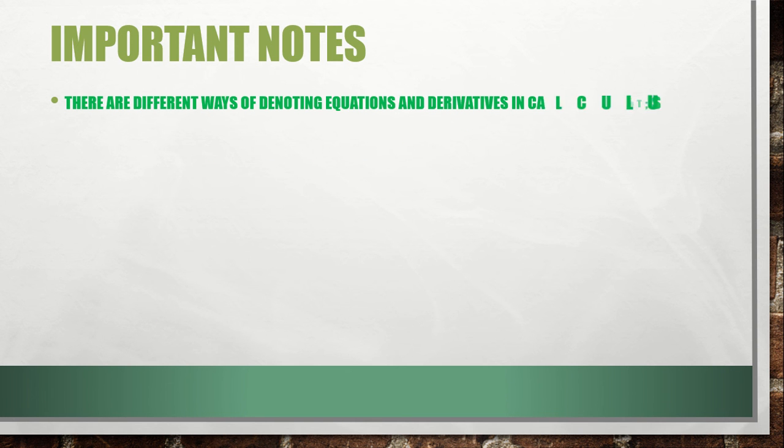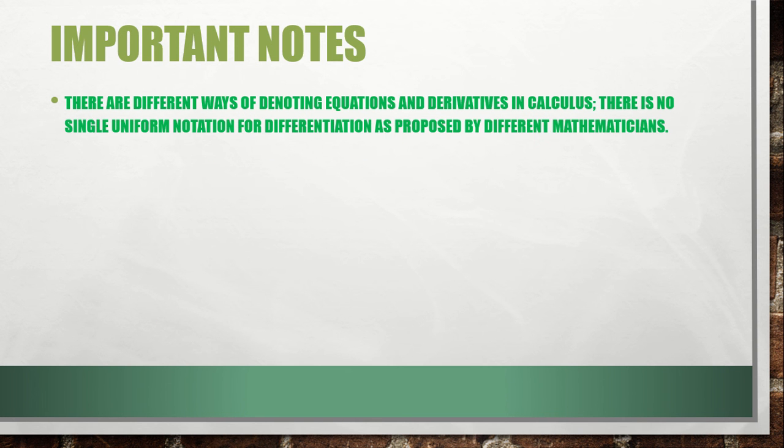Now, something you need to take home. There are different ways of denoting equations and derivatives in calculus. That means there is no single uniform notation for differentiation as proposed by different mathematicians. So different mathematicians, for example, Leibniz, we have Newton, they had different ways of denoting their findings of calculus. They were all the same, they all result in the same answer, but with different notations. You'll find others saying like the following.